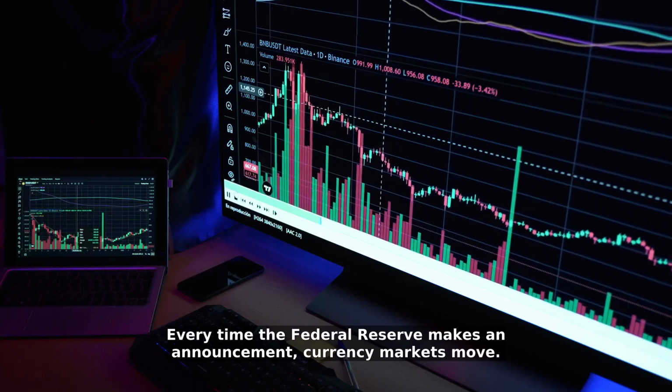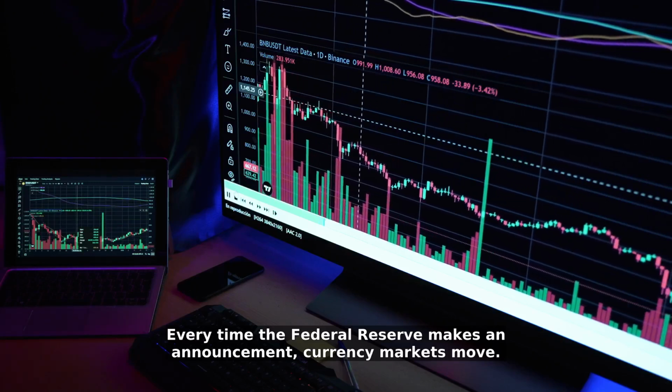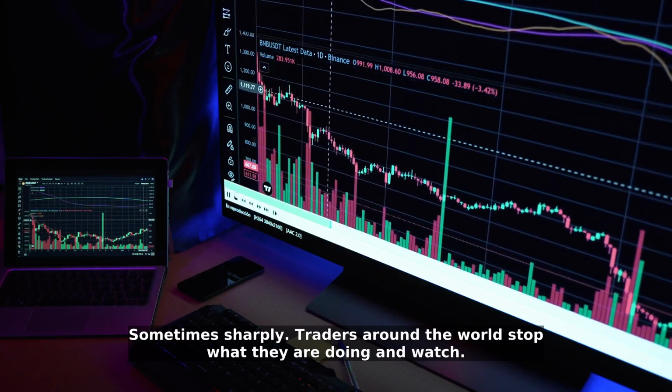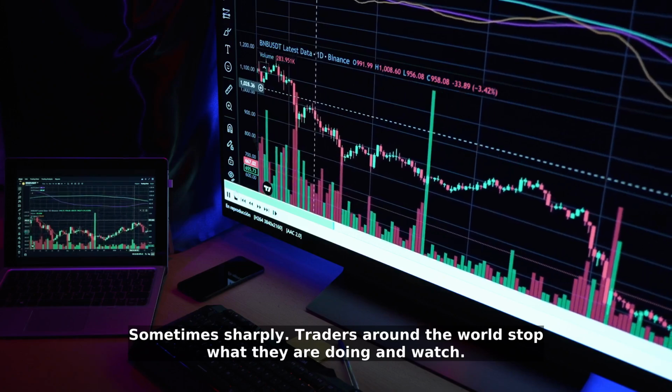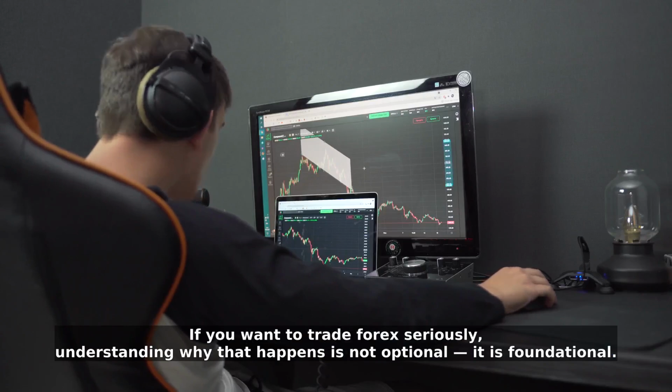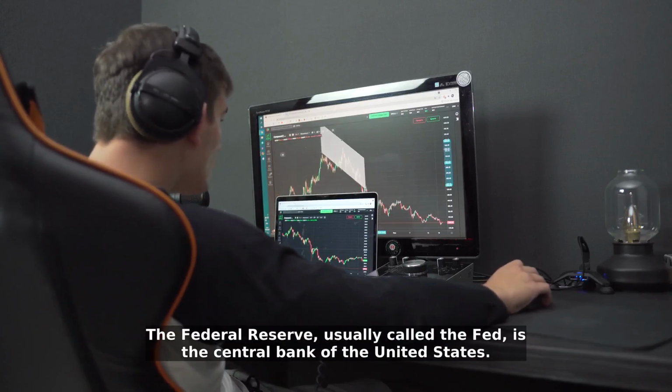Every time the Federal Reserve makes an announcement, currency markets move, sometimes sharply. Traders around the world stop what they are doing and watch. If you want to trade Forex seriously, understanding why that happens is not optional, it is foundational.